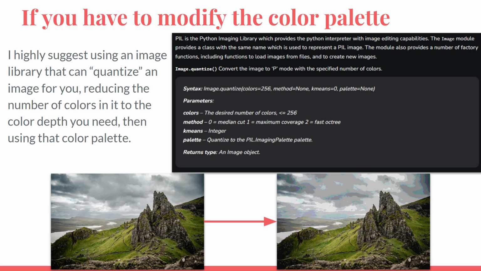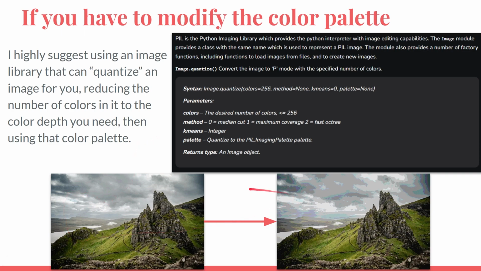But let's say that you absolutely had to modify the color palette. In that case, I suggest using an actual image library that can handle quantizing an image. Quantizing just means basically reducing the number of colors in an intelligent way to a certain number, and then using the color palette that it gives you. So here in this example, this is the Python image class, and this is how you use the quantize function to give you a quantized image. You can specify the number of colors that you need, and then you can use the color palette that it'll spit out after doing that.